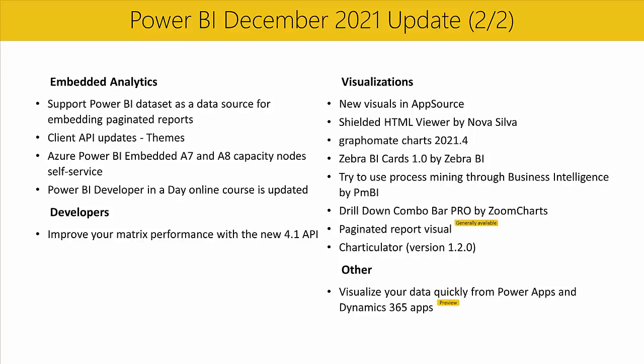Next, we've made Azure Power BI Embedded A7 and A8 capacity nodes self-service. A7 is like a P4 capacity node carrying 64 vCores and 200 GB of RAM. A8 is like a P5 capacity node carrying 128 cores and 400 GB of RAM. Both capacity nodes were previously purchasable by special request only, but now we've enabled their purchase in self-service, either through the Azure portal or by using an ARM API.